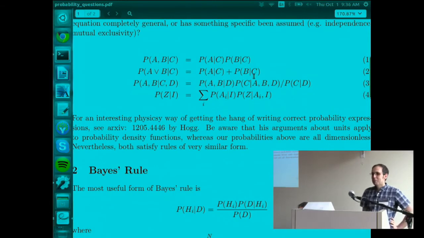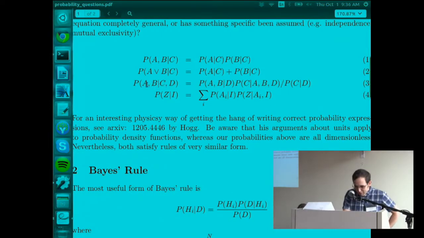Now, I haven't ever thought about conditional mutual exclusivity. I need to think about whether they could be not mutually exclusive if you took away the given C. Yeah, we could draw a Venn diagram. Okay.